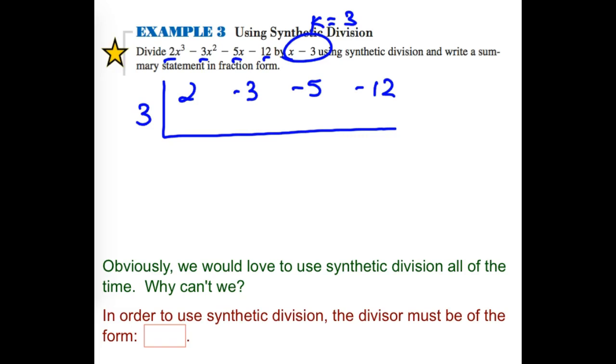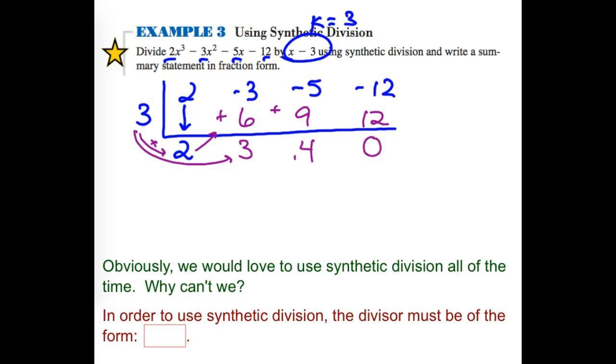And then for synthetic division, we always bring down our first number to get us started. And then we multiply these together. Okay? So 3 times 2 is 6. We put that answer up here. And then we add down our column. Okay? So negative 3 plus 6 would get us a 3. And then we just keep repeating that process. So 3 times 3 gives us a 9. We add our column, and we get 4. 3 times 4 is 12. Add our column, and we end up with 0.